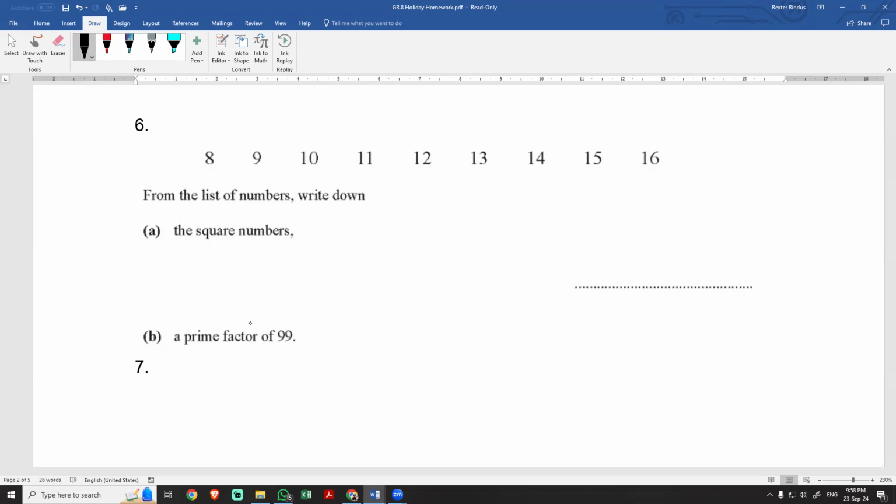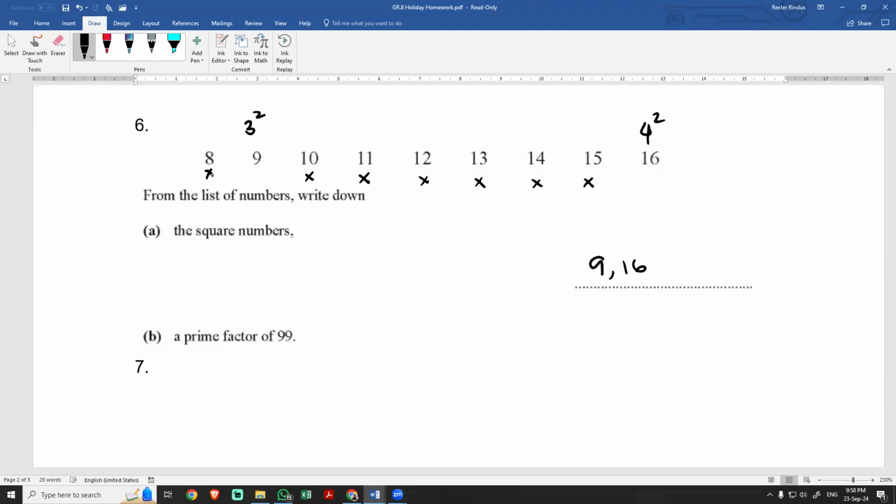So 8, there's no number that when you multiply by itself will give you 8, nothing. 10, there's none. 11, most likely none. 13 is a prime, we couldn't have. 14, we cannot have. And 15, technically we cannot have. So only 9 and 16 can, because 9 is coming from 3 squared, and 16 is from 4 squared. So the result of 3 squared is 9, the result of 4 squared is 16. So your answer should be 9 and 16.